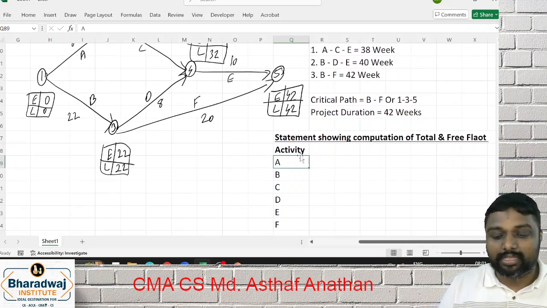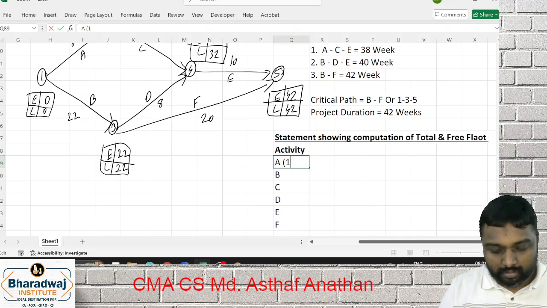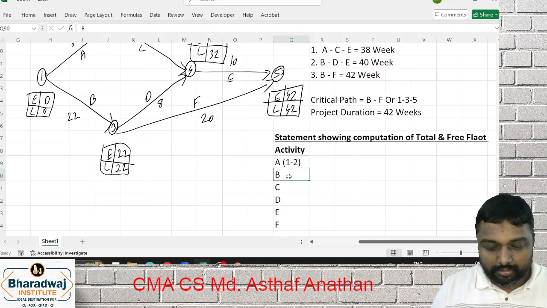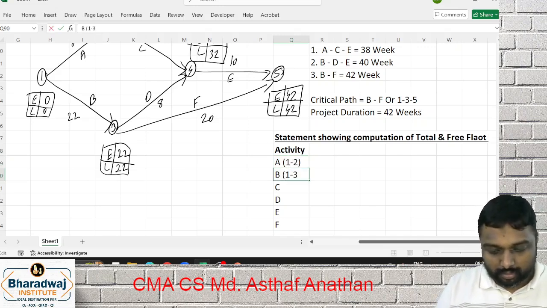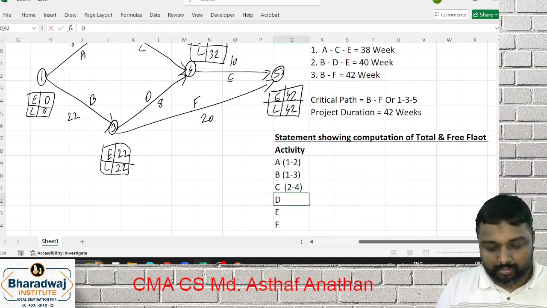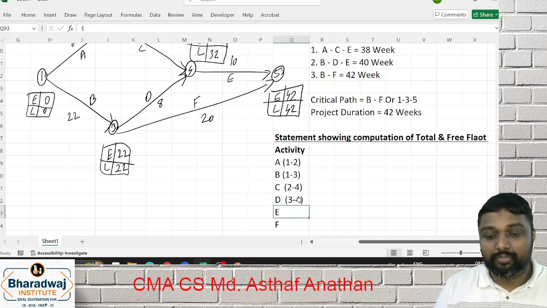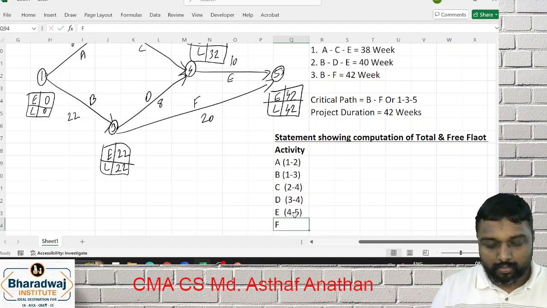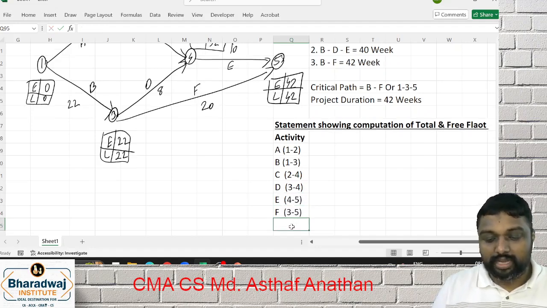Can you even tell me what is the bracket? A means 1 to 2, B means 1 to 3, C means 2 to 4, D means 3 to 4, E means 4 to 5, F means 3 to 5. What is next? You have to go.